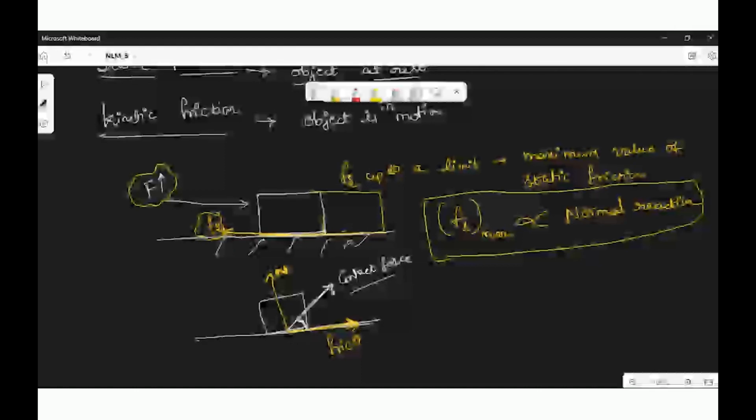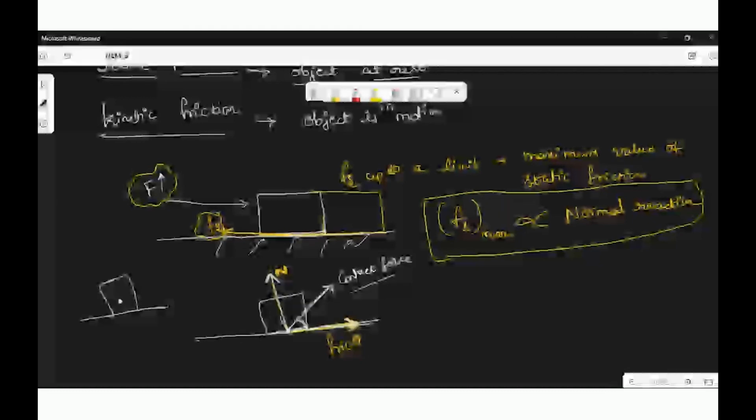Okay, got it. Now this contact force can be seen as having two components. The component along the surface, we call it friction. The component which is perpendicular to the surface, we call it normal reaction. This is one way to look. Or in the same way, just to get what this normal reaction is, we can imagine like this.